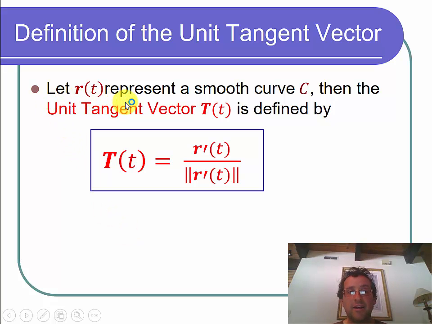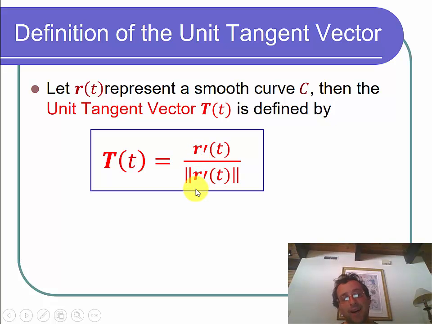Let r of t represent a smooth curve C. Then the unit tangent vector T of t, capital T of little t, is defined as follows. Capital T of t, the unit tangent vector, is equal to r prime of t over the magnitude of r prime of t. Now remember that r prime of t is also called the velocity vector. The derivative of the position is the velocity. So we can look at T of t as being the velocity vector divided by the magnitude of the velocity vector.